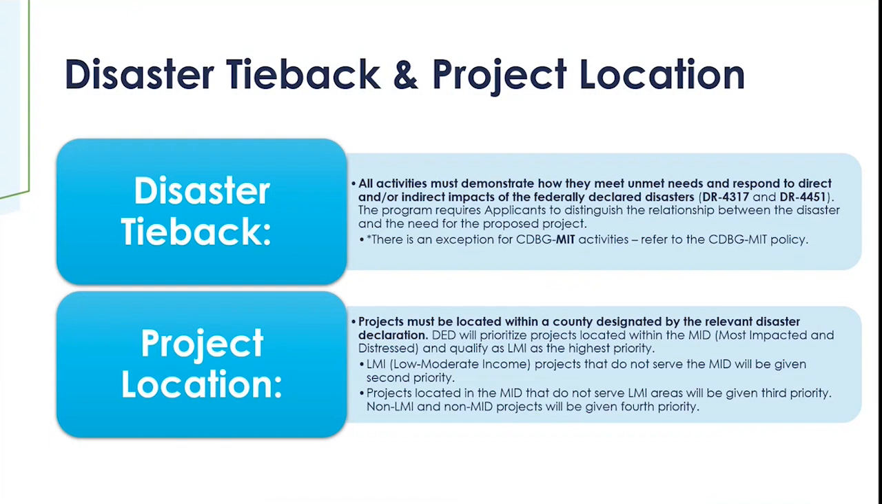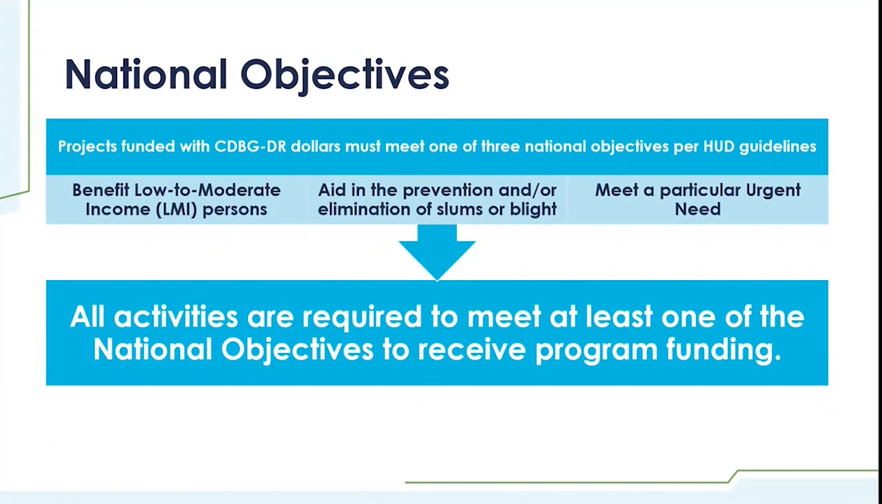Okay, and then lastly, any project located in the MID that does not serve LMI will be given third priority, and non-LMI and non-MID projects will be given fourth priority. Okay, so in speaking of priority being given to LMI projects, we're going to move into the national objective section.